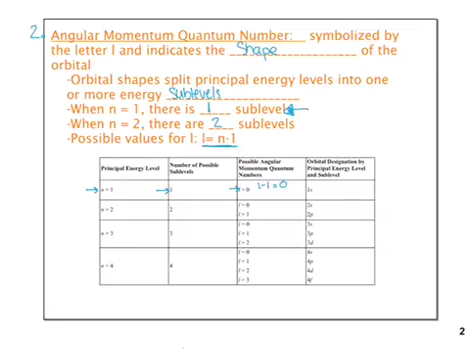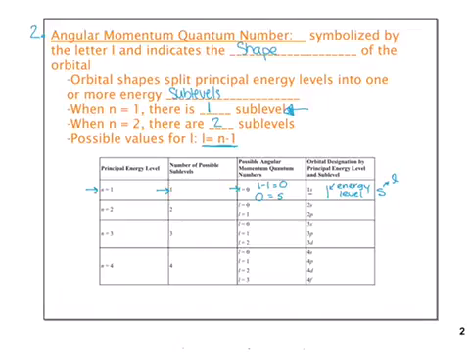Sometimes these sublevels will get designated with letters. If your sublevel is 0, the letter that corresponds to 0 is s. So this 1s, the 1 out front, tells you your energy level. And then the s tells you your angular momentum, or the shape of your sublevel.